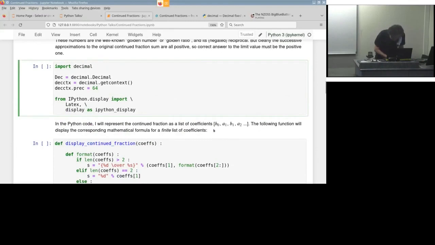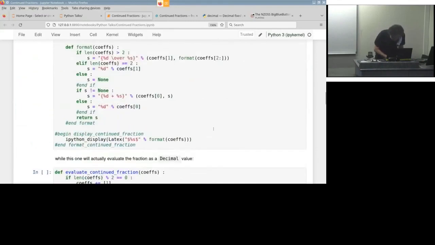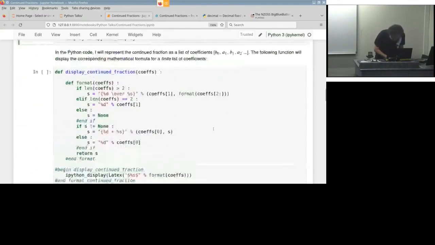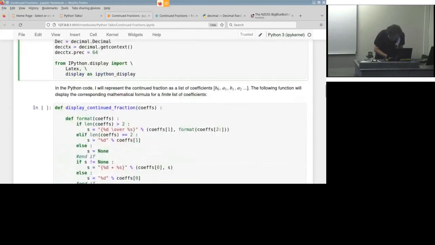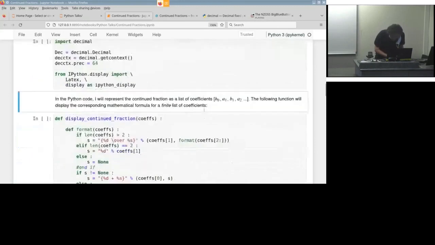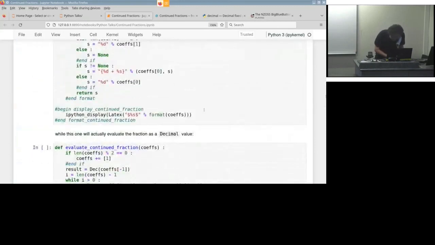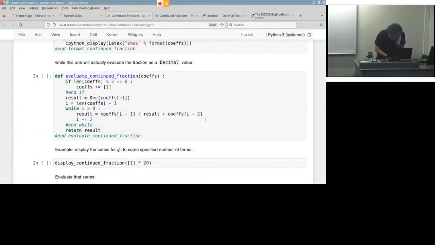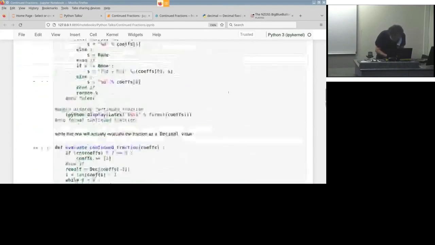Now, what I've done here is I've written a function which will generate LaTeX for a continued fraction expressed as a list of numbers. So the B0, A1, B1, A2, which is from here. So this will generate the format there. And then I also have a function down here, which will evaluate. Now, let's see how I can go over it.